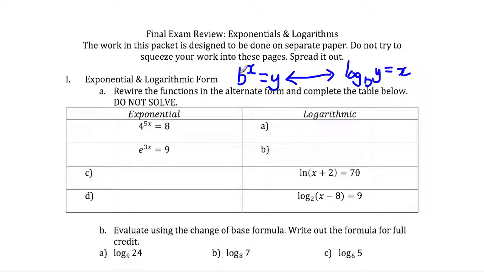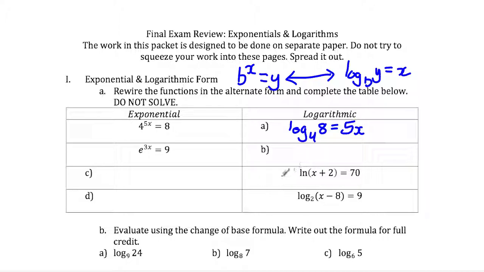Now notice the variable x is in the exponent for an exponential function. By rewriting it as a log, I can now isolate that variable. I can now solve for x. So if we're changing from exponential form to logarithmic form, I have this 4 to the 5x is equal to 8. Well, I can rewrite this as log base 4 of 8 is equal to 5x.